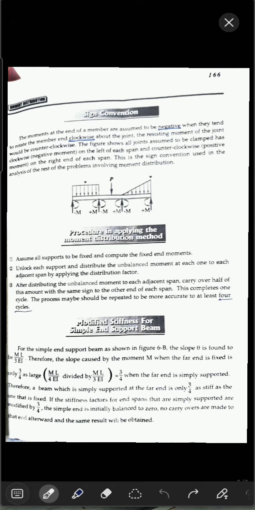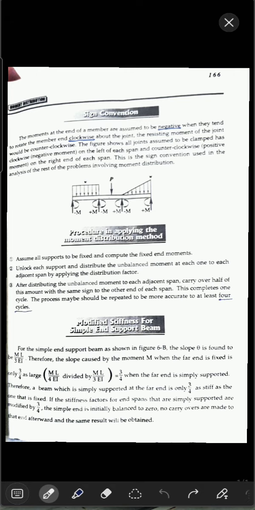So it is considered that the leftmost part of an indeterminate beam or indeterminate structure is a negative moment. It is in clockwise rotation. So every time the rotation is clockwise, consider it as a negative moment. Remember this in moment distribution. If the rotation is counterclockwise, then it is a positive moment.